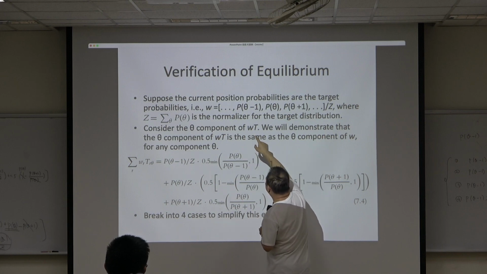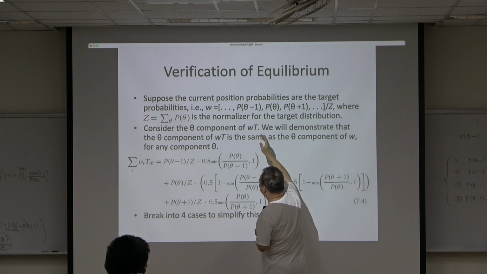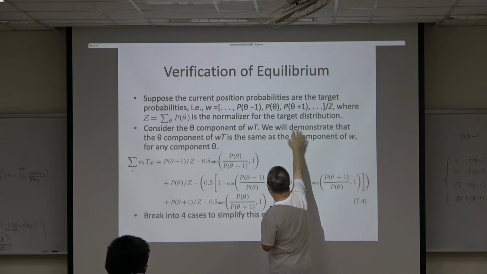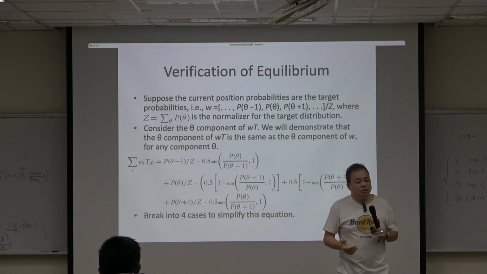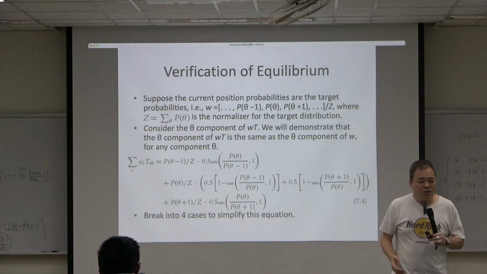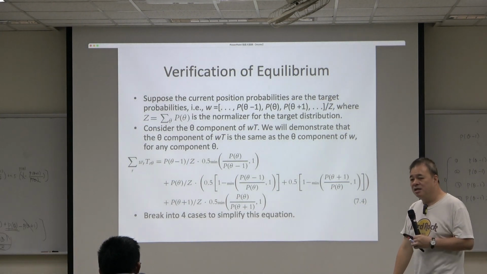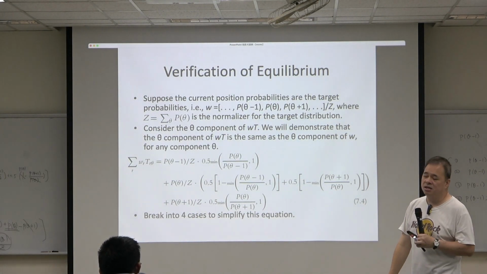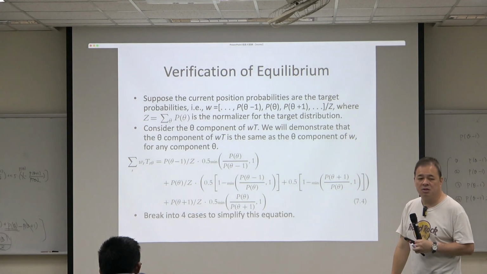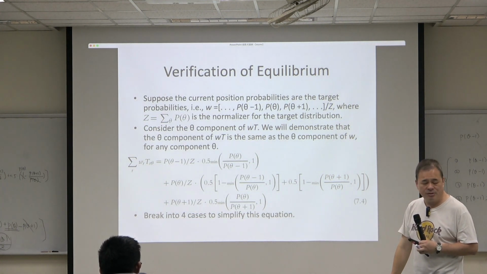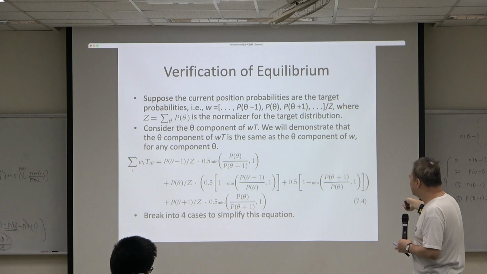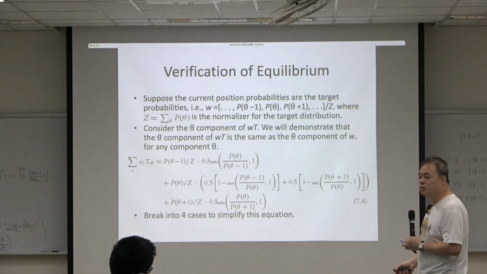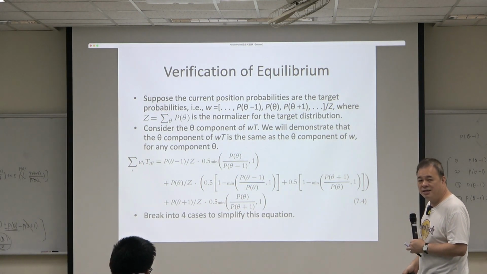Okay, remember the p, p theta minus 1, p theta plus 1, and so on. This basically means the population at each island, or you can say it's the posterior distribution value at each location, whatever you call it. And why do we need to divide by z? Because we want to normalize it. The z is the normalizing term, by the way.